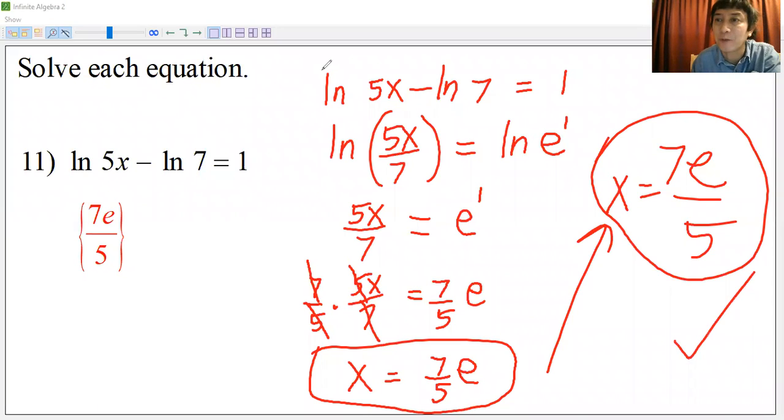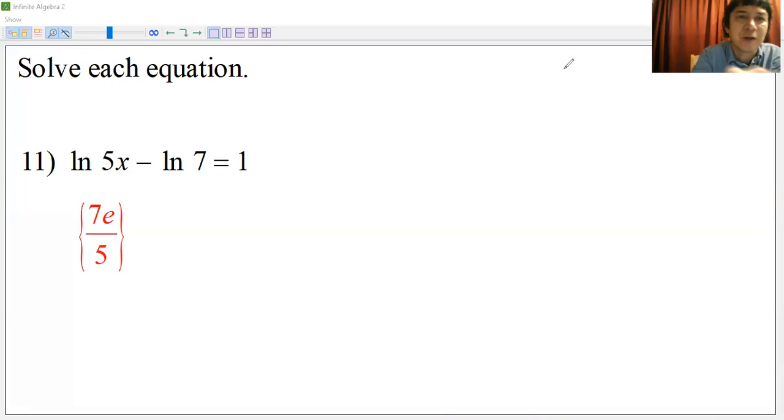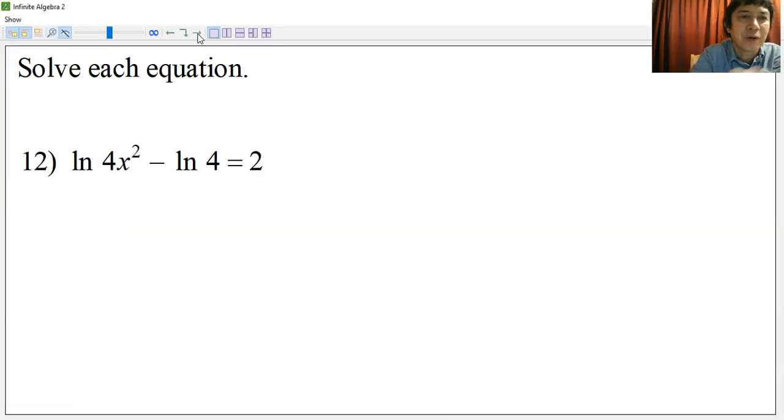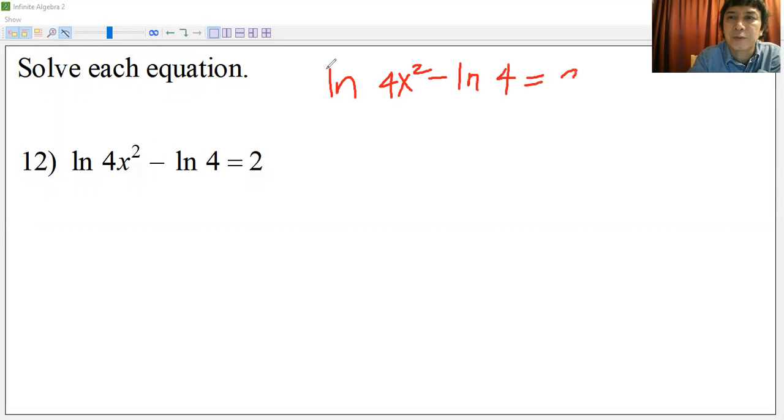All right. I believe we have 12 numbers, so we shall continue with the next, which is the final question. Over here is number 12. What do we have for number 12? ln of 4x squared minus ln 4 equals 2.